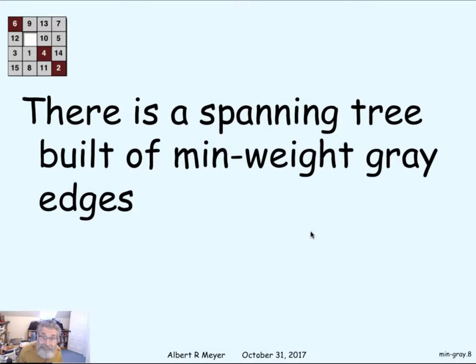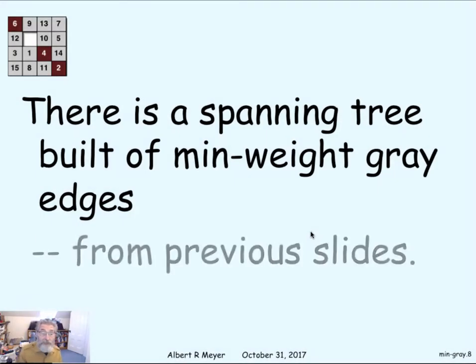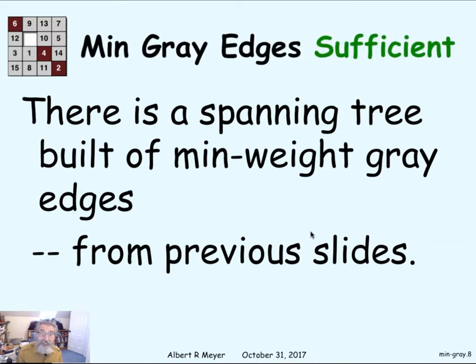We know that there is a spanning tree that's built of the min-weight gray edges. We saw that previously, what the process was of successively finding a new gray edge when you color the different components solidly. Each component gets one color, and that guarantees that any gray edge is going to be a new gray edge. So that tells us that, in fact, there are enough minimum weight gray edges to make a tree. So you put together that they have to be there and they can be there.